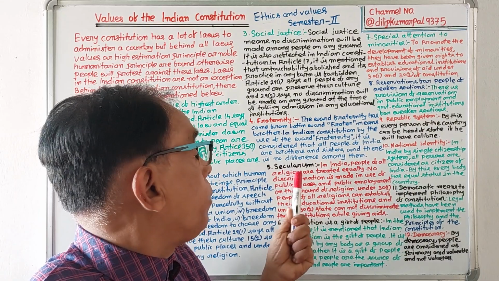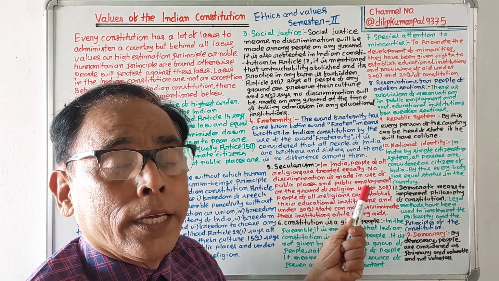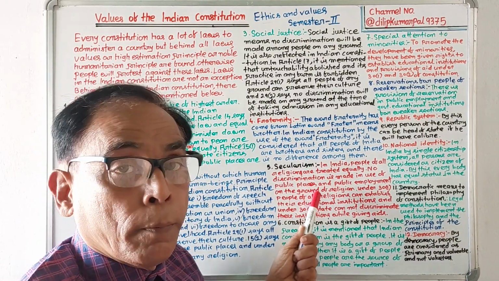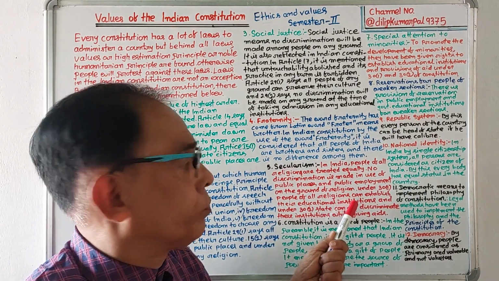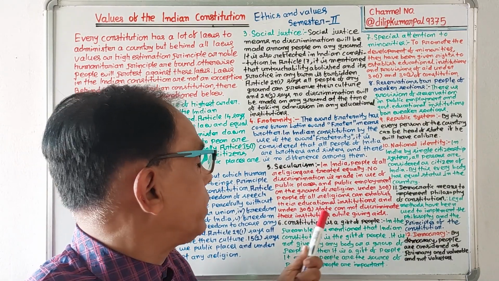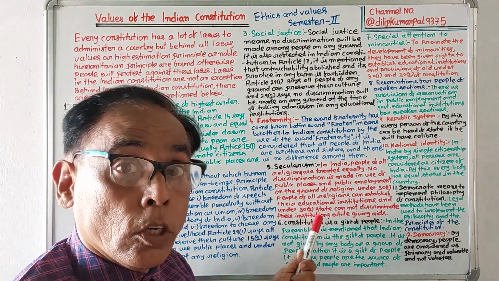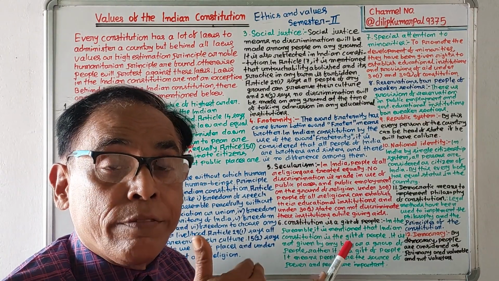In India, people of all religions are treated equally. No discrimination is made in use of public places or public employment on the ground of religion. Under Article 30 Clause 1, people of all religions can establish their education institutions, and under Article 30 Clause 2, the state cannot discriminate against these institutions while giving aid.